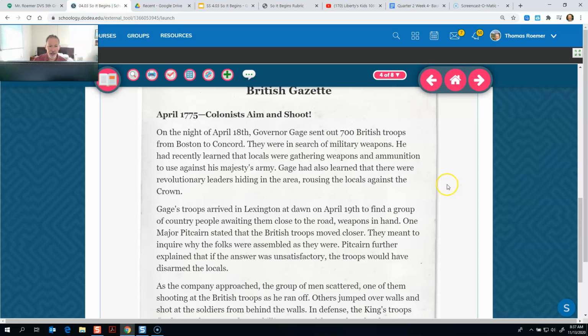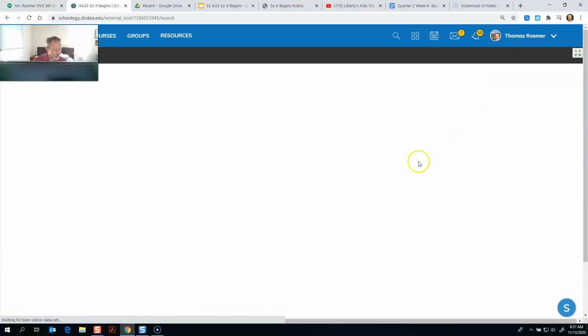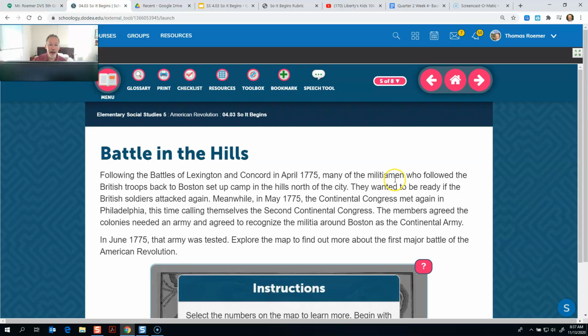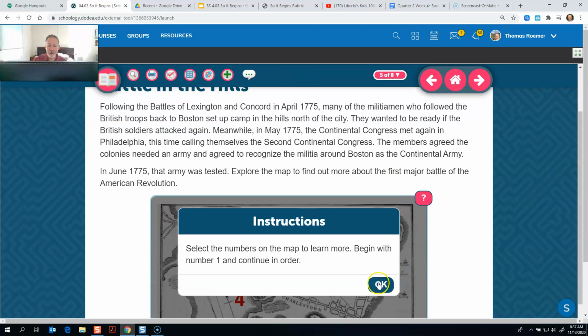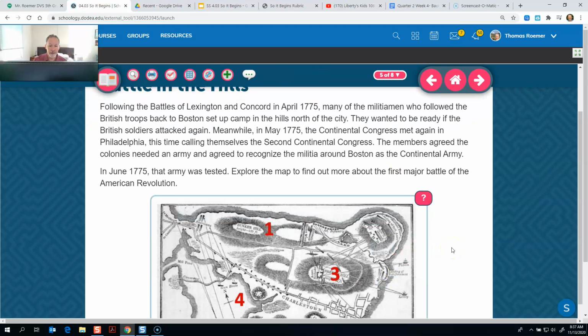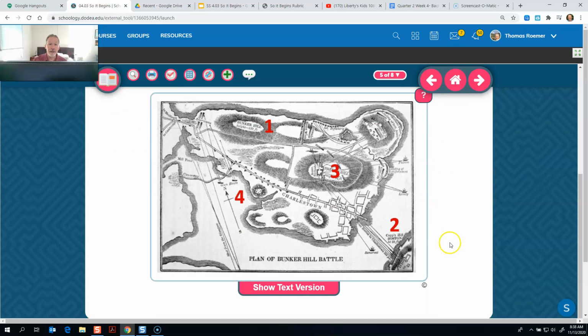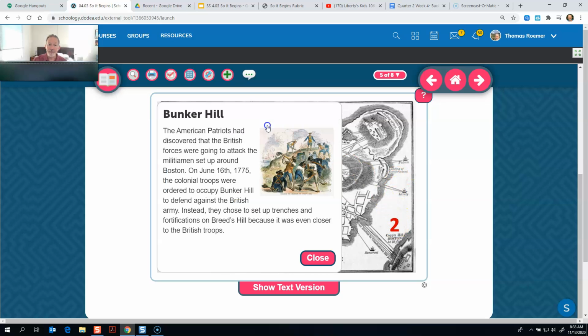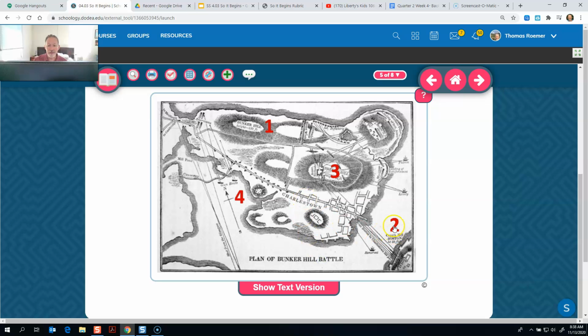Okay, so here's the shot heard around the world. You can look at more on that. Then we're getting into the battle in the hills. Right here you can see that the Minutemen and the militia were ready. So go through here. Battle of Bunker Hill, which was actually won by the British. Take a look. They were ready for them right here.